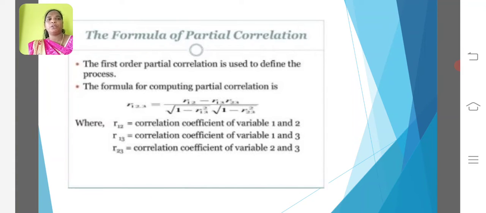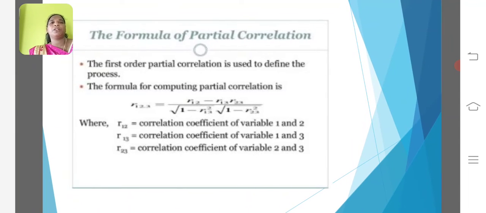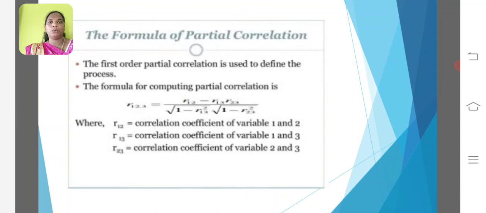r123 is equal to r12 minus r13 times r23, divided by the square root of 1 minus r12 squared, times the square root of 1 minus r23 squared. r12, r13, r23 all represent the correlation coefficients between the variables: 1 and 2, 1 and 3, 2 and 3.